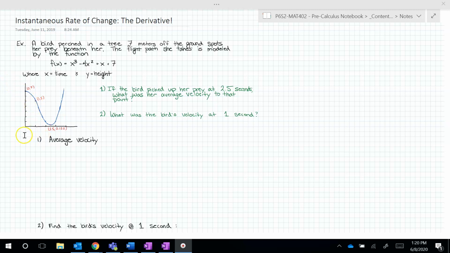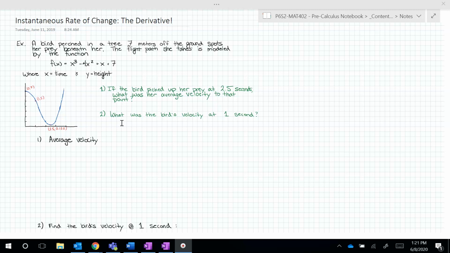So if this is a time graph, my x-axis here is time, my y-axis is height. So this is not a distance thing. This isn't 2.5 meters away. It's 2.5 seconds later. But this is the graph she takes, so maybe going straight down, grabbing it, and then coming straight back up. Starting 7 meters up in the tree, leaving, coming down, and picking this up. So this bird has a flight path, and we can answer some questions with that flight path.